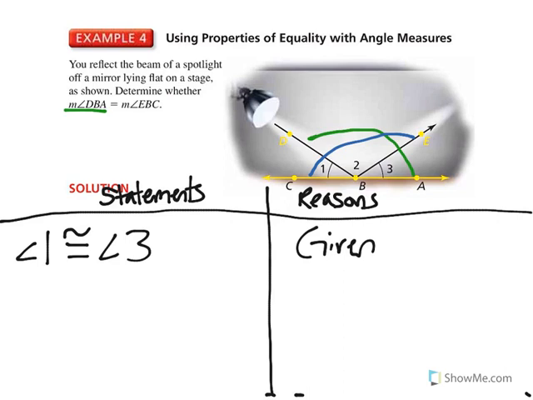Something else I can see from this is that angle 2 is the same, okay? DBA and EBC both share this angle 2. Well, angle 2 is going to be equal to itself, so I could write out that angle 2 is congruent to angle 2, which would be our reflexive property.